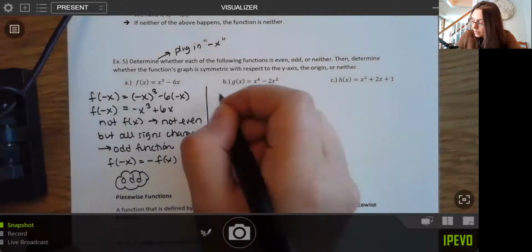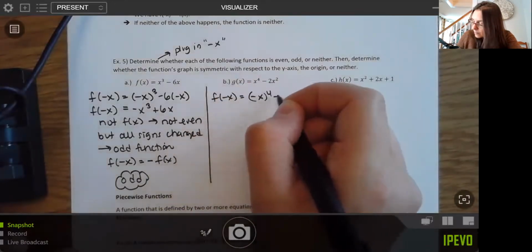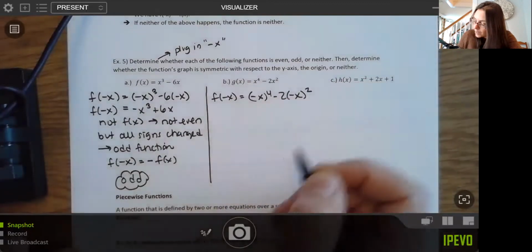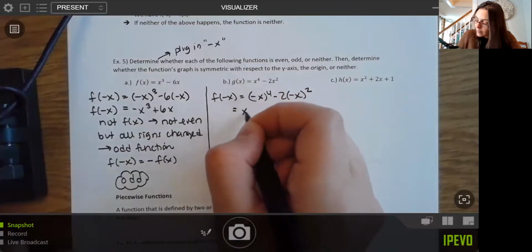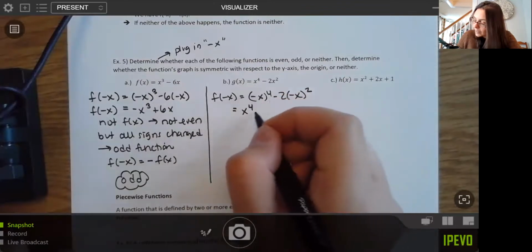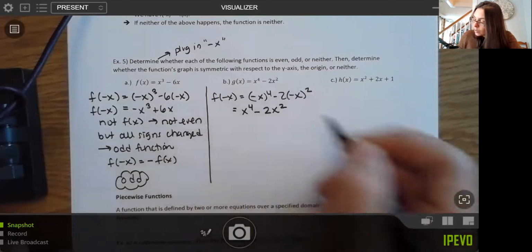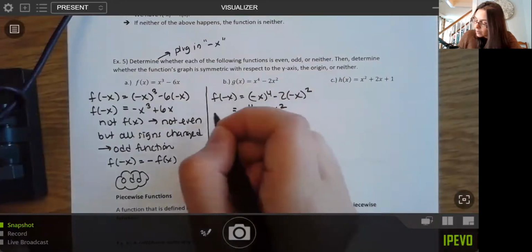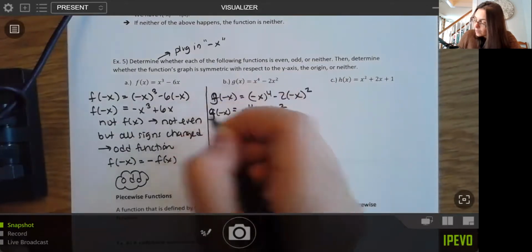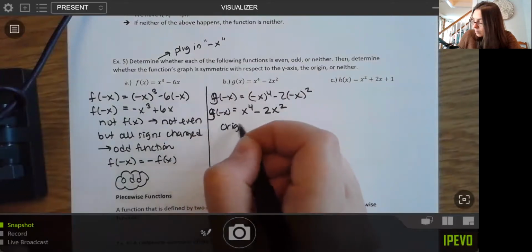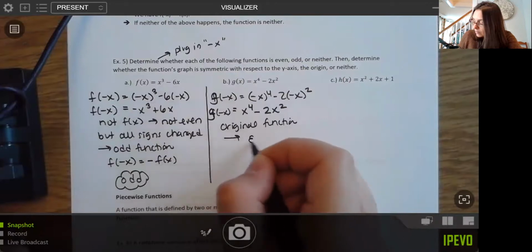For the next one, I do the same thing. I just plug in negative x and I see what happens. So here, negative x to the fourth power, all my negatives would cancel. So I would have x to the fourth power minus 2. And then here, negative x squared would just be x squared. So notice that I have the original function back out. Well, I guess I should be using g here, right? So we'll just change this to g. So this is the original function, in which case it is even.